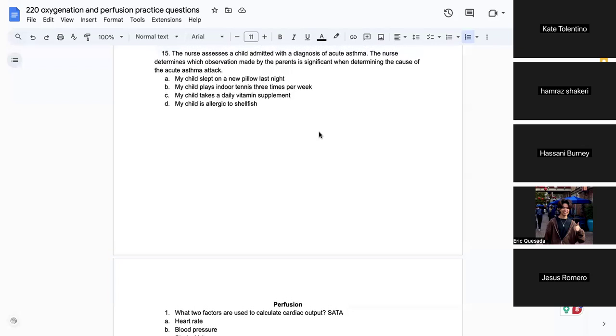Okay, number 15. The nurse assesses a child admitted with a diagnosis of acute asthma. The nurse determines which observation made by the parents is significant when determining the cause of the acute asthma attack. A, my child slept on a new pillow last night. B, my child plays indoor tennis 3 times per week. C, my child takes a daily vitamin supplement. Or D, my child is allergic to shellfish.